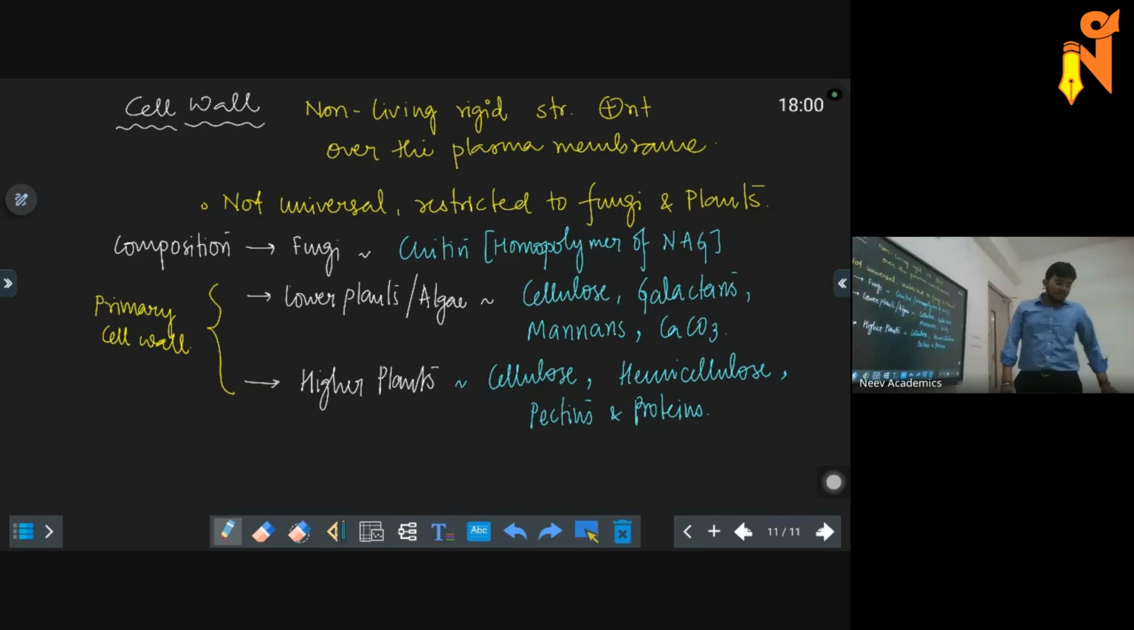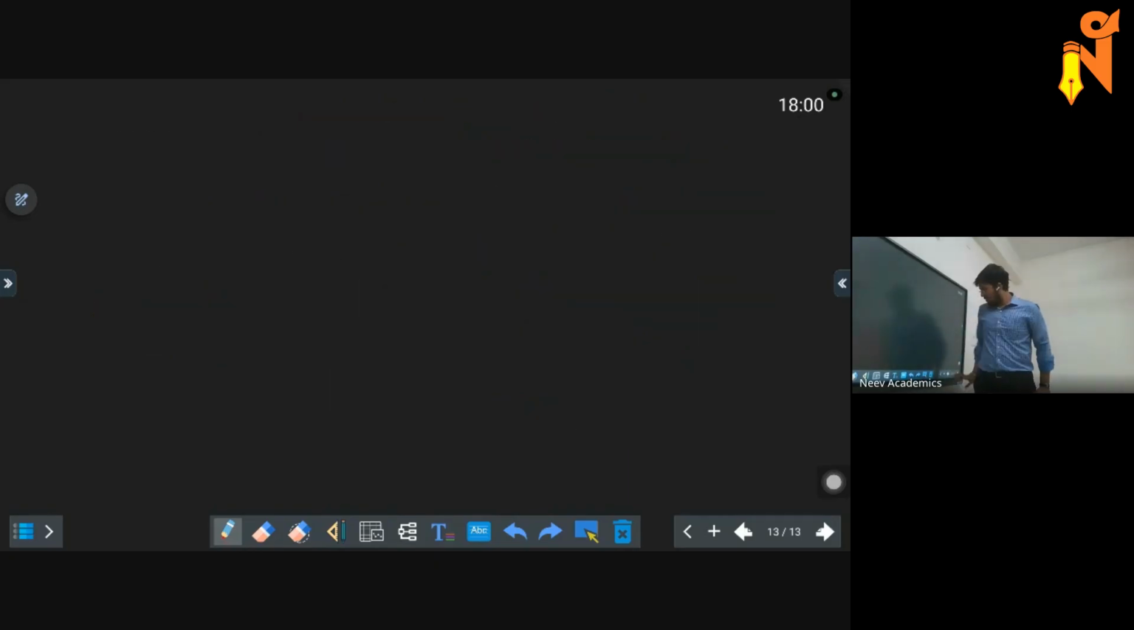Now, next topic is primary cell wall and secondary cell wall. Primary and secondary cell walls are classified based on the developmental stage when they are formed. If a plant cell is newly formed, it will start to synthesize the primary cell wall during its early development.